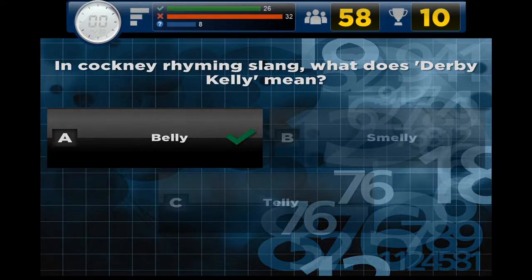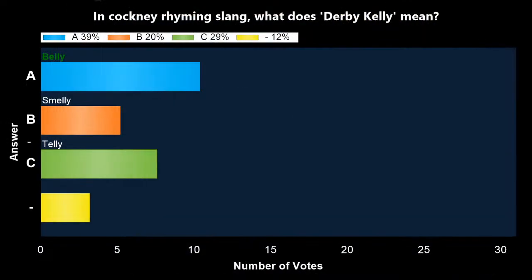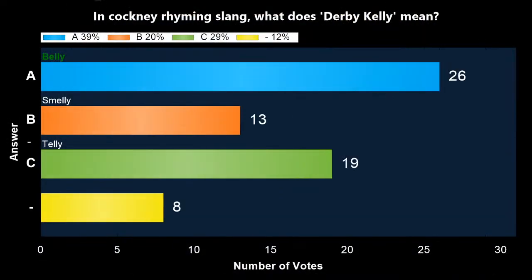And the answer is belly, and that comes from the old music hall song, Boiled Beef and Carrots, where they're talking about Darby Kelly, meaning belly for some reason. And how many got that right? 26 getting that right, then 13 thinking it was smelly, and 19 saying it was telly. Funnily enough, I've heard that as an expression, somebody saying about the size of somebody's Darby. And I always wondered where that actually came from.